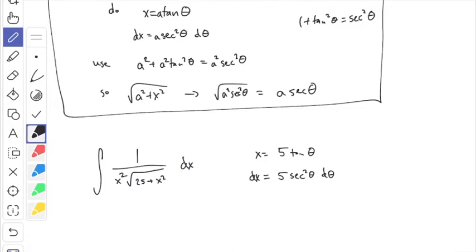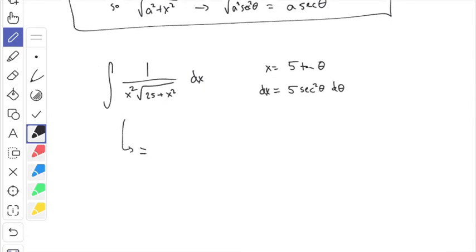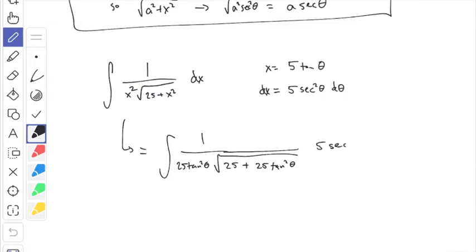Okay, anyway, let's plug them in. So right here, we plug everything in. Where I see x squared, it becomes 25 tan squared theta. And then the square root, 25 plus another x squared, 25 tan squared theta. And then dx on the outside will become 5 secant squared theta d theta. I just plugged in for my substitution. Remember, when you do x squared, you've got to square the 5 and also square the tan theta. So it becomes 25 tan squared theta.